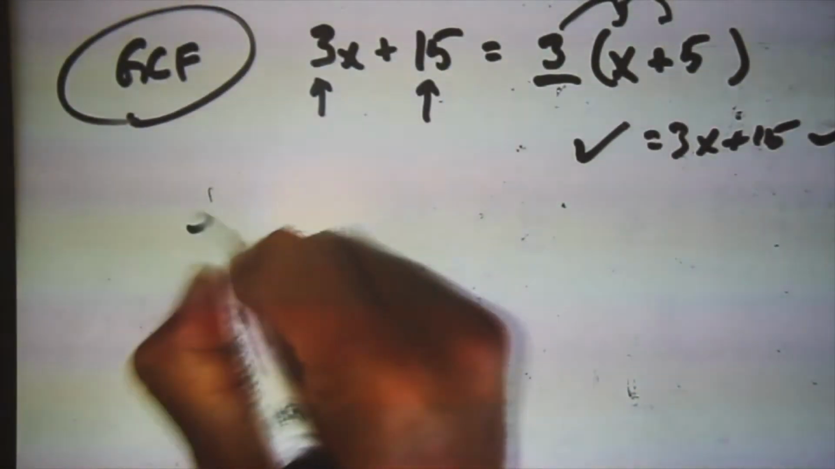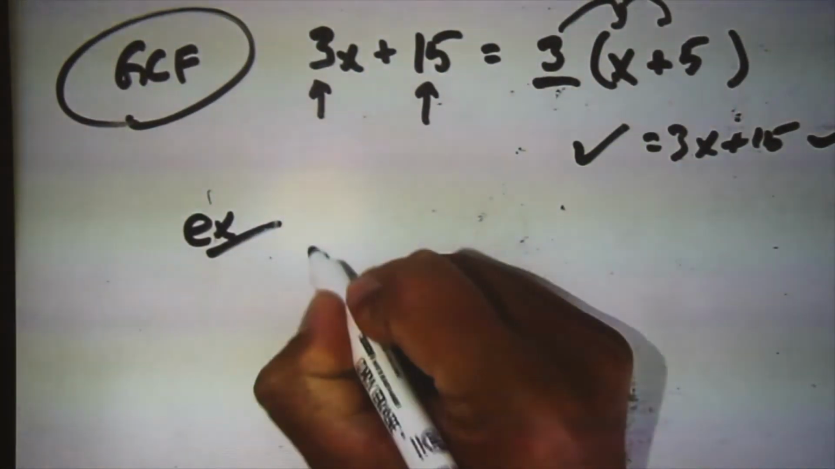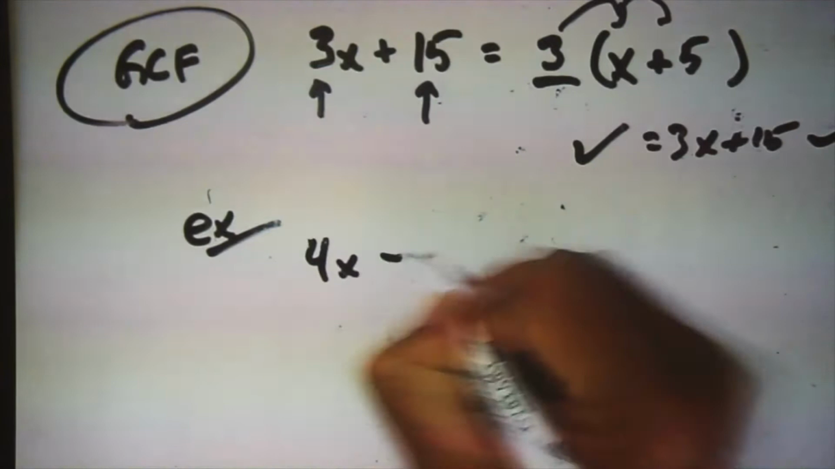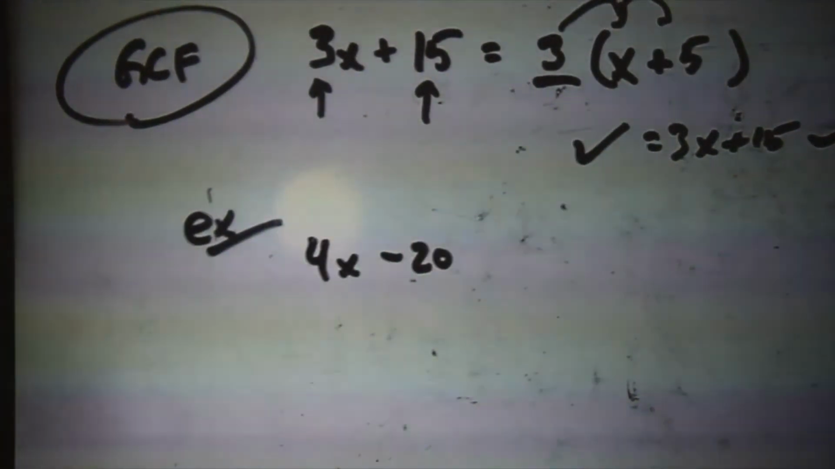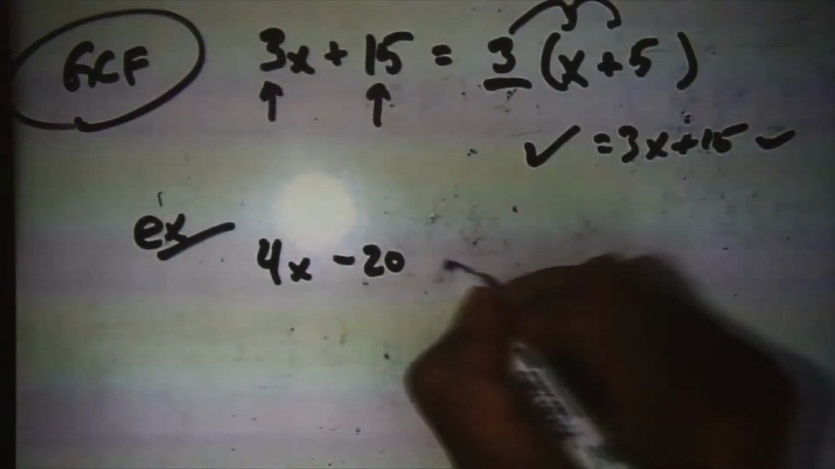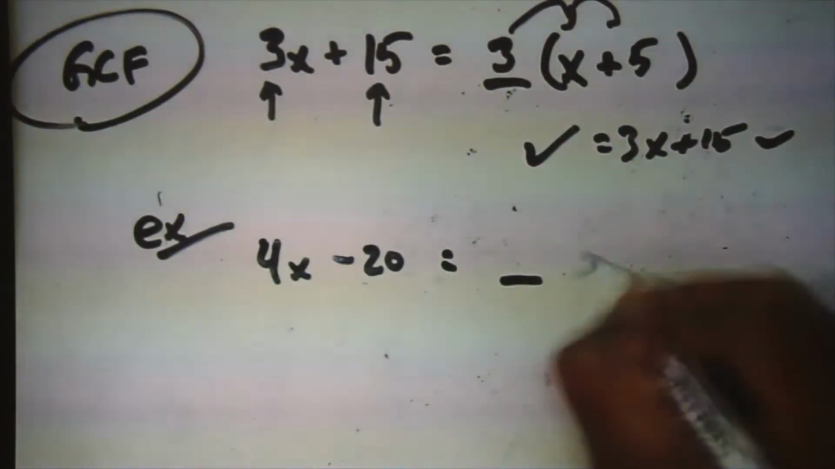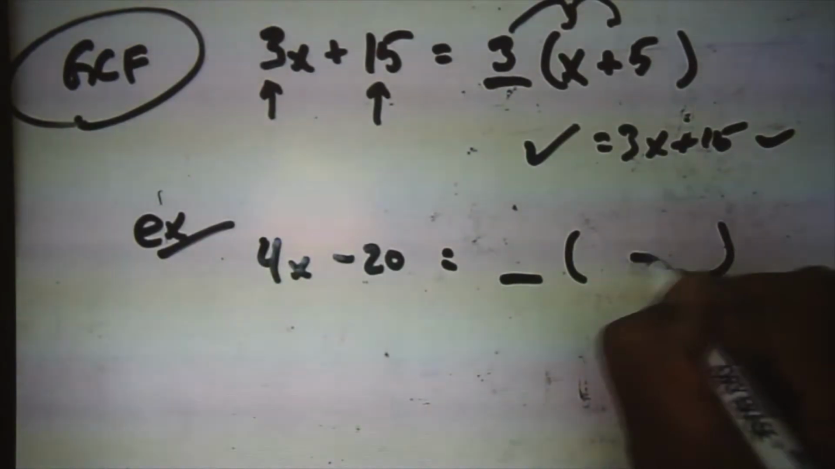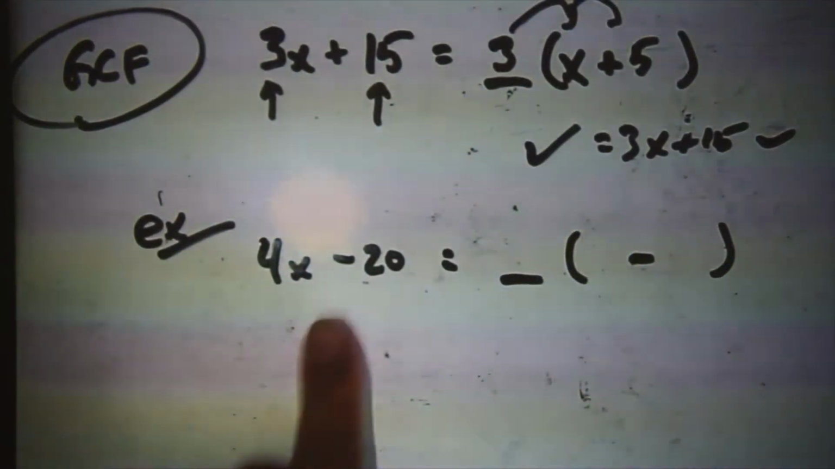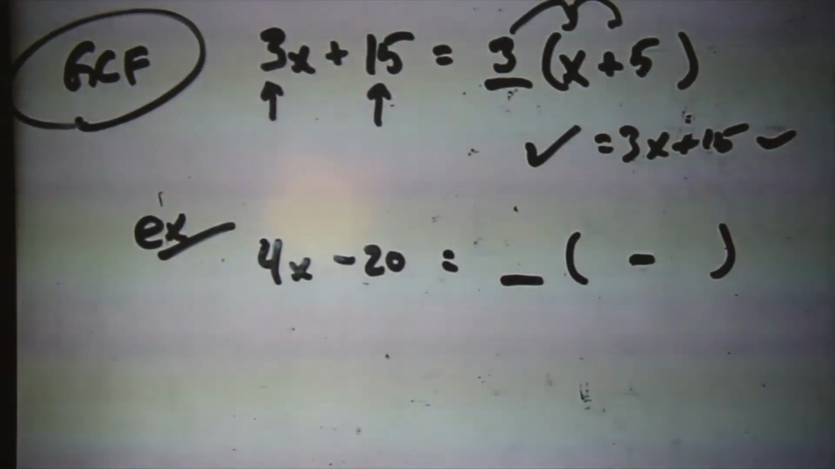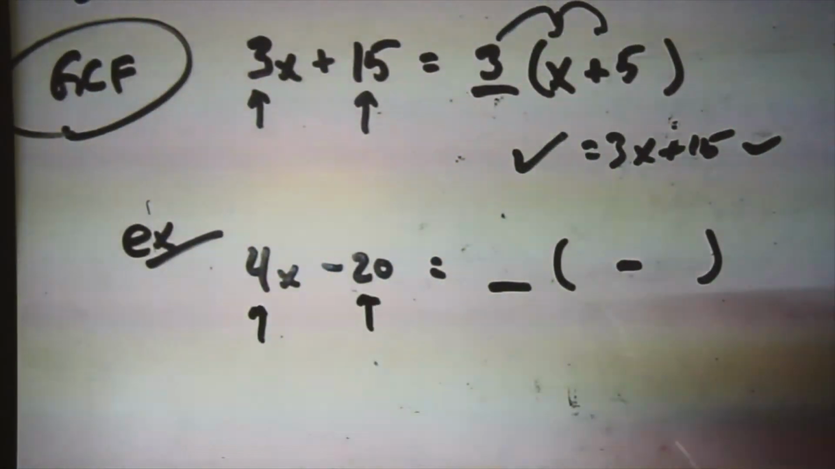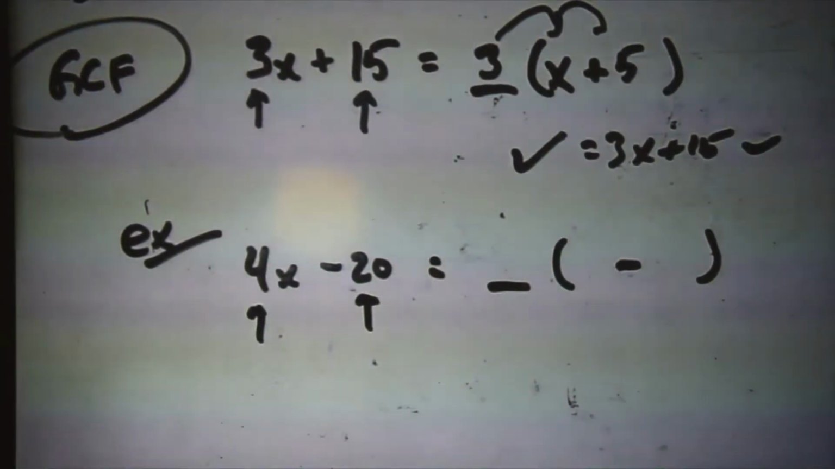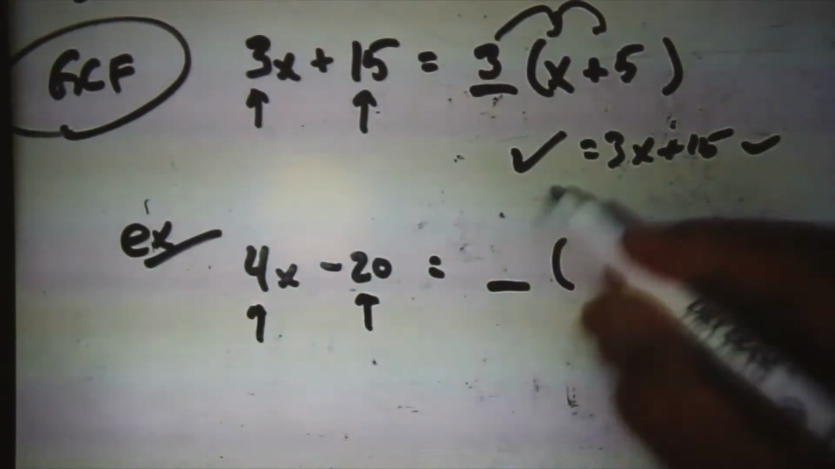And if you have a subtraction problem, you handle it in a very similar fashion. We would say this equals, well, some number, parentheses, I'm going to put a subtraction sign here since it was a negative sign in between, or subtraction problem. Then once again, we're going to focus on these two guys right there, the 4 and the 20. What's the greatest common factor between 4 and 20? Well, it must be 4.